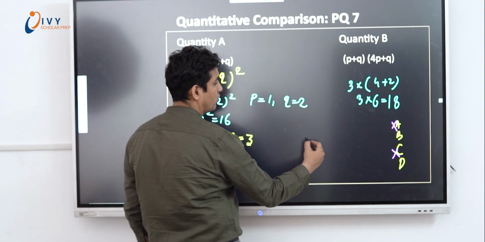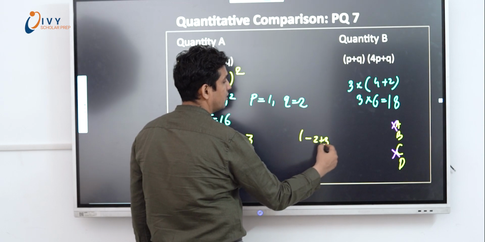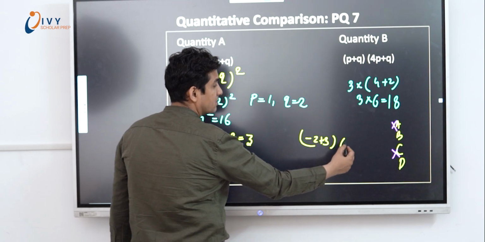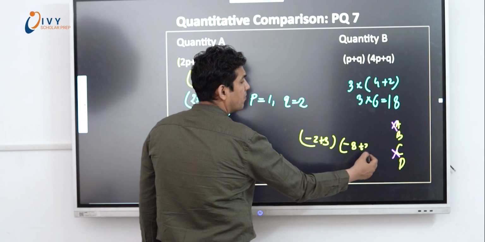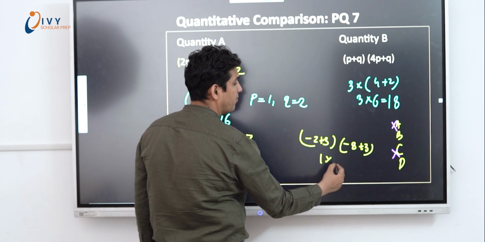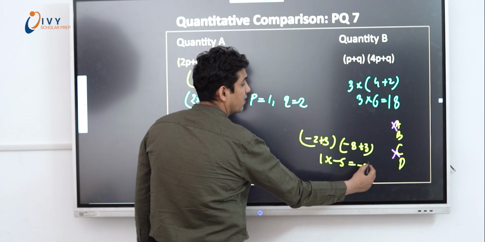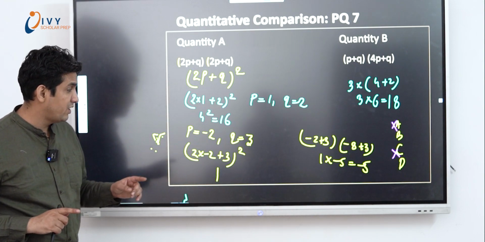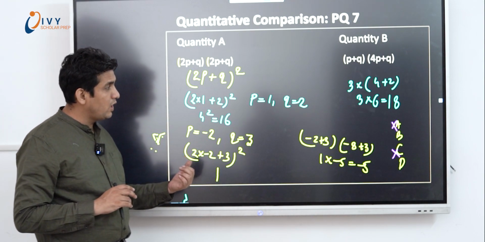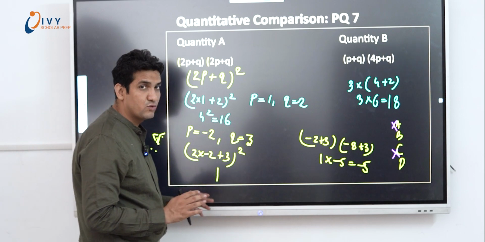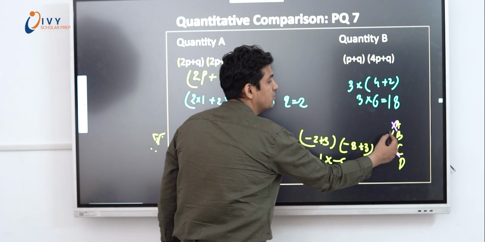If we do it over there, what's happening? Minus 2 plus 3, and that's minus 8 plus 3. So this is 1 over minus 5. So I get minus 5, right? Which means quantity A looks bigger right now. So in that situation, I also have to eliminate option B.